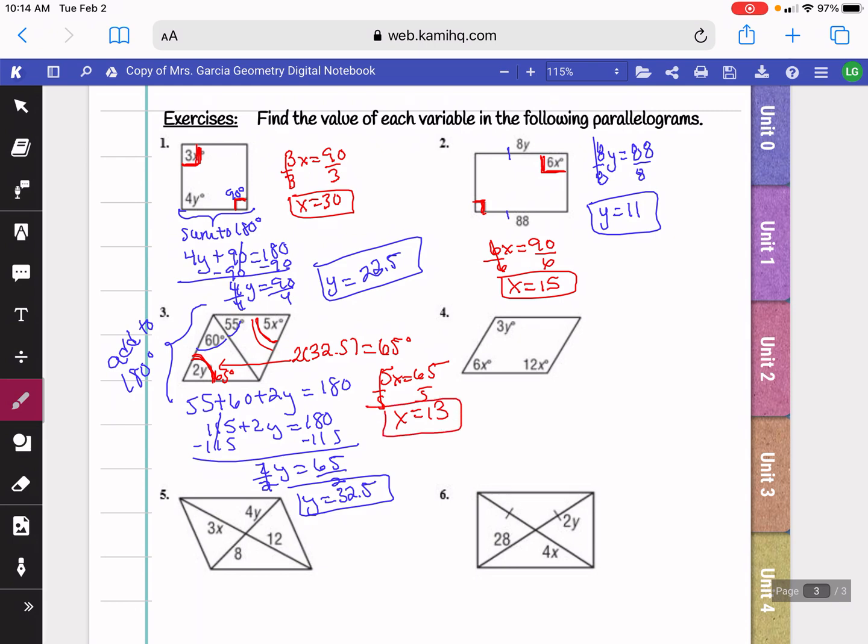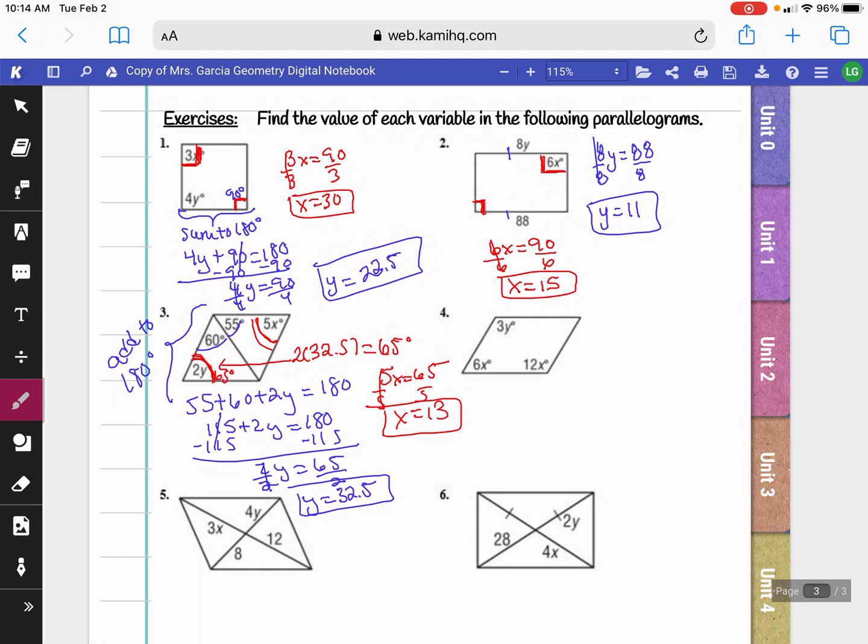If we look at the next example, it's also dealing with angles. So I'm going to write an equation using the ones that have x's. Because I know like here 3y and 12x are congruent. But I can't solve for x or y if there's two variables in the equation.